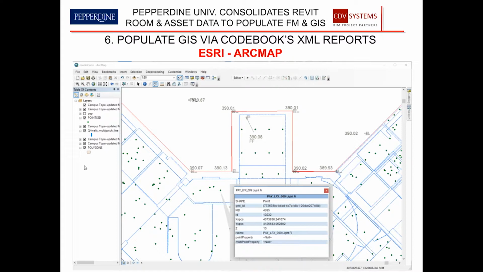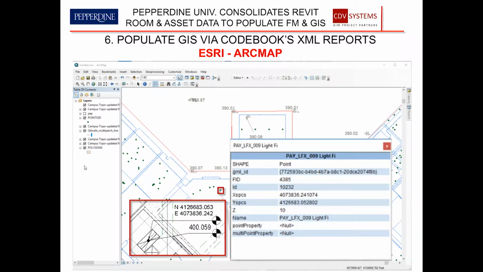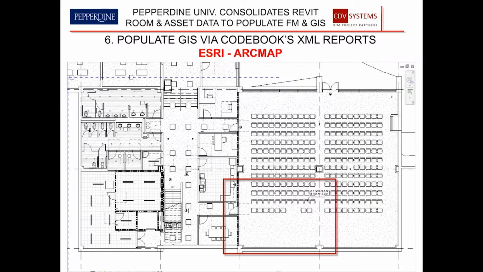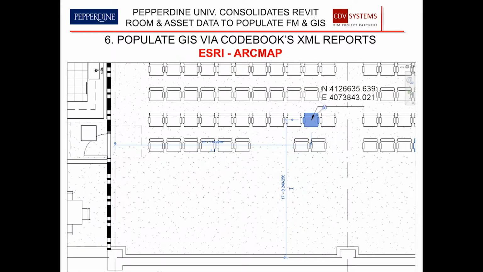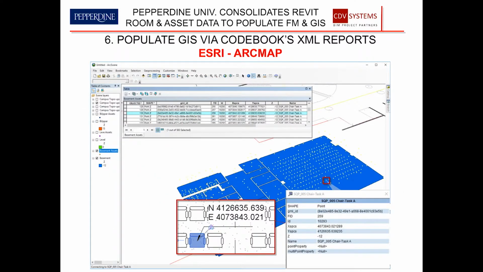Okay? Likewise, let's say a chair from a linked model. Here's the chair. There's the position of that chair. And again, there's that same chair, and there's the position of it, and it matches perfectly with what's coming out of Revit. It's a perfect match.